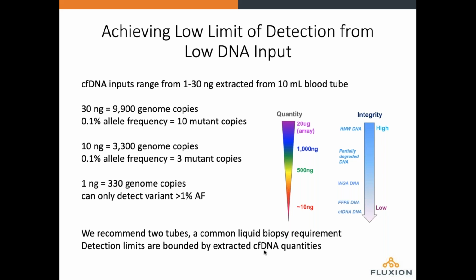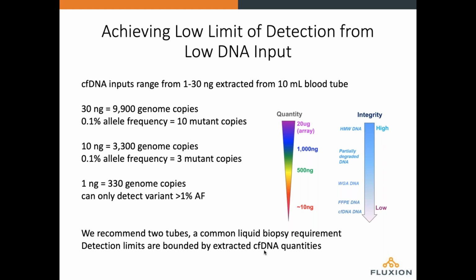Now, there's another challenge besides the percent of tumor DNA that's very important to understand, and that is the low amount of DNA input available. So with the labs we've worked with, people typically get between 1 to 30 nanograms of DNA from a blood tube. Typically, and this depends on a number of different variables, but this really dictates what the lower detection limit is.